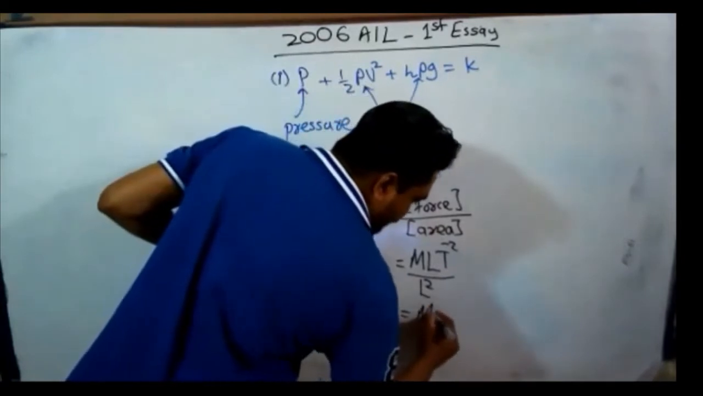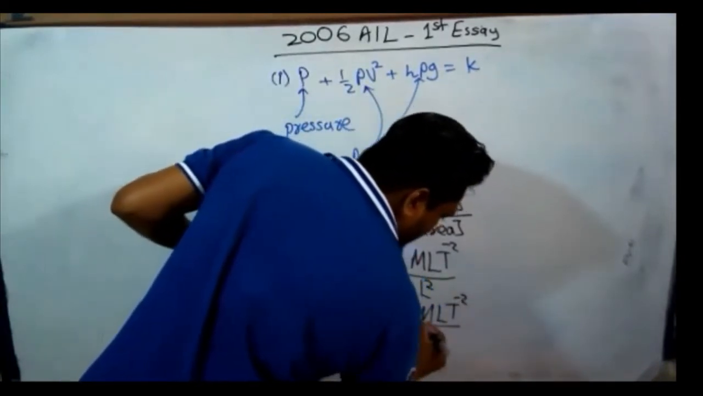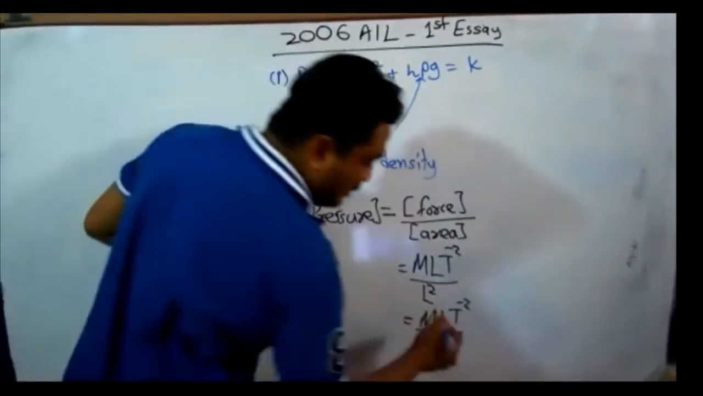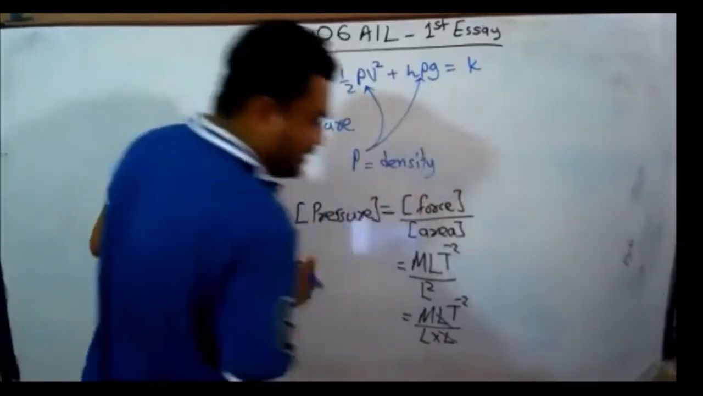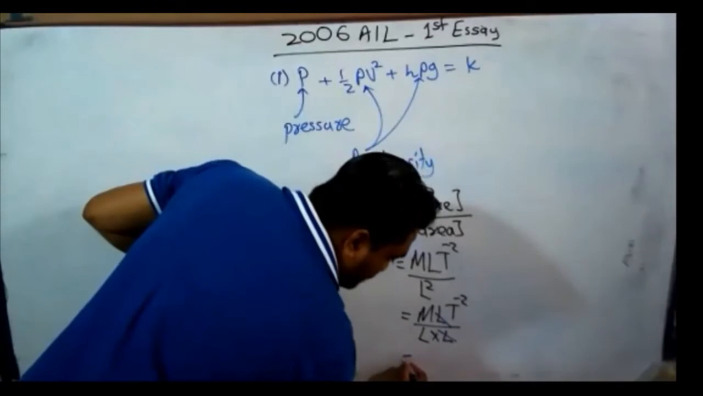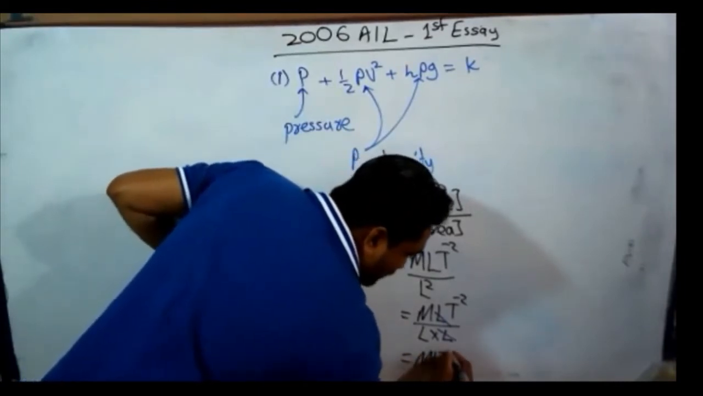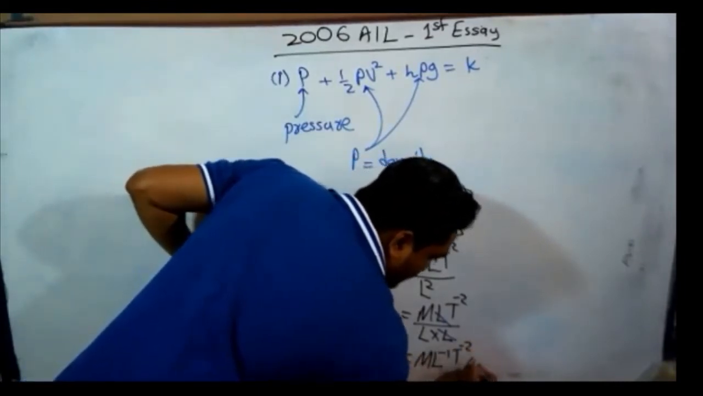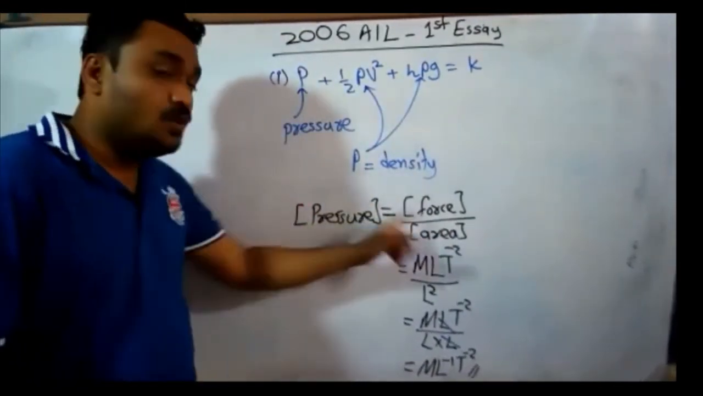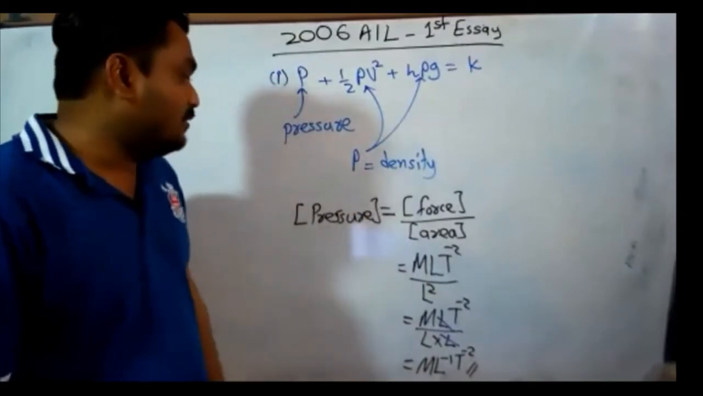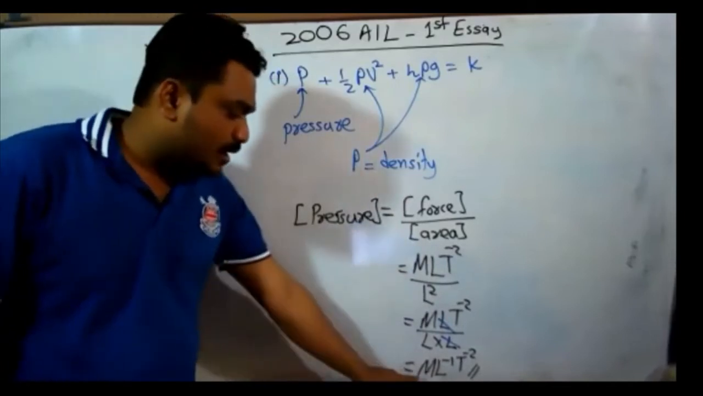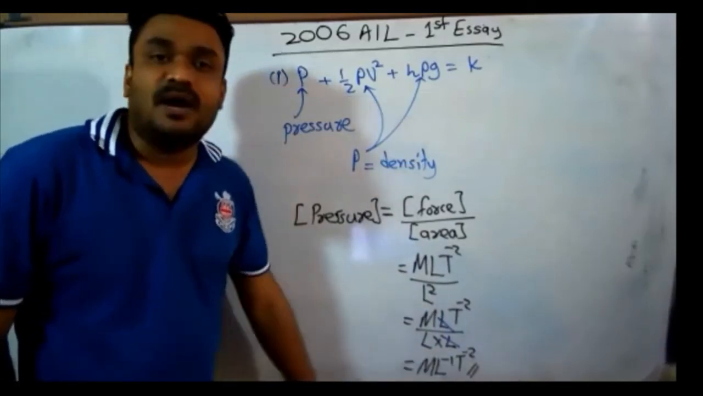So this is MLT minus 2 divided by L squared. L squared can be written as L into L, so one of the L terms can be cancelled out. The division by L comes up with a minus sign. So ML minus 1 T minus 2 is the dimension of pressure. In the examination, no need to write this; I have done it here to show it. So the dimensions of pressure are ML minus 1 T minus 2.